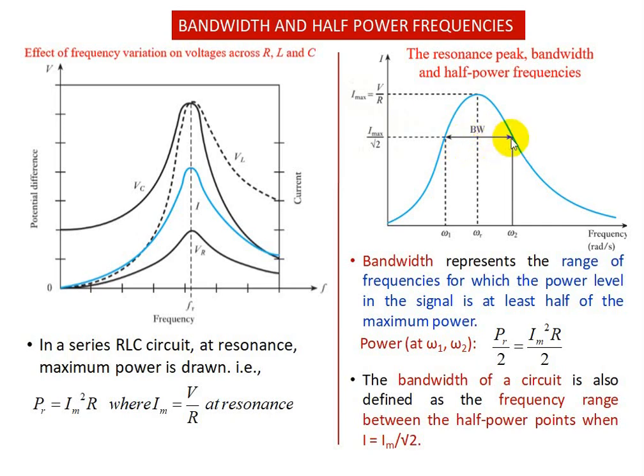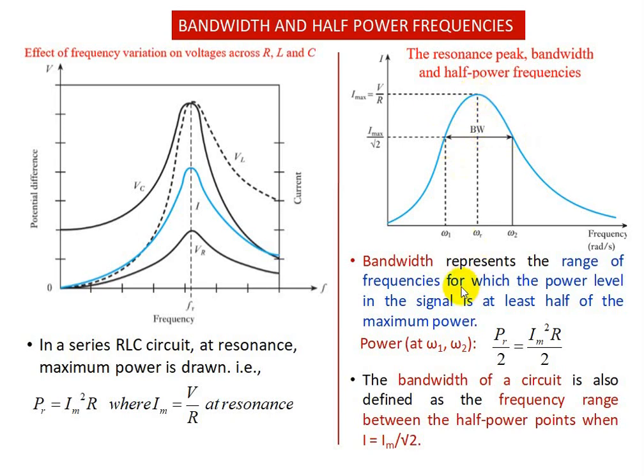The difference between these two frequencies is called bandwidth. A range of frequencies between omega 2 and omega 1 is nothing but bandwidth. So omega 2 minus omega 1 will be the bandwidth of the circuit. And these frequencies are called half power frequencies. That is, at these frequencies, the power drawn by the circuit will be half of the power drawn at resonance.